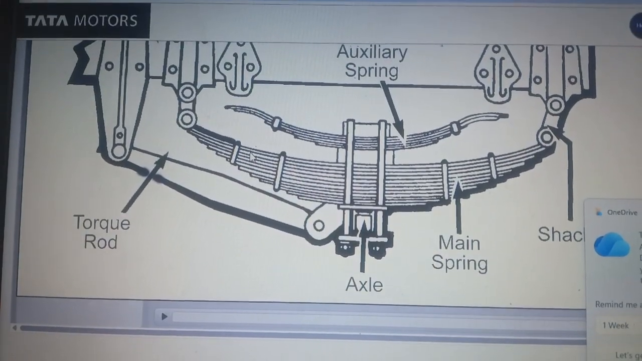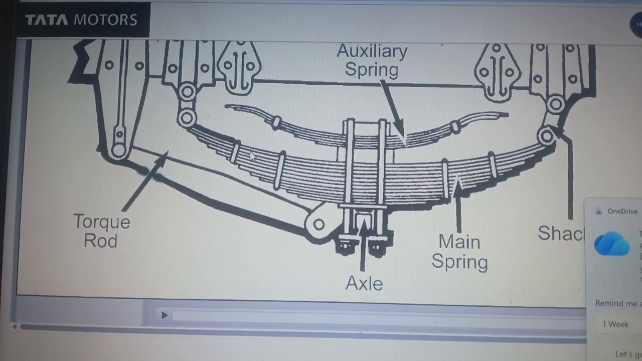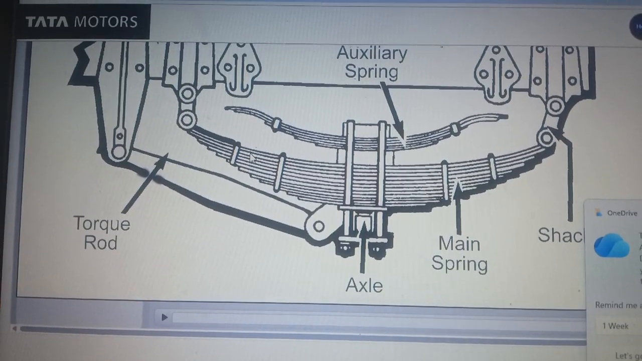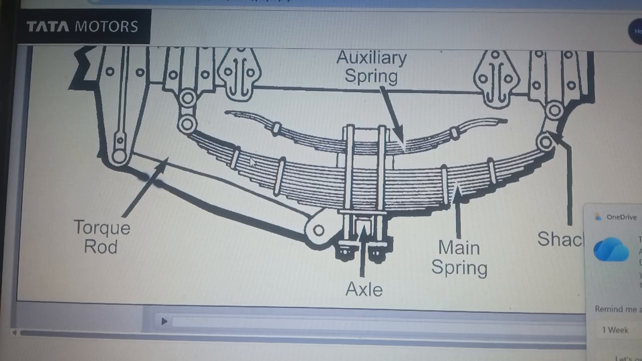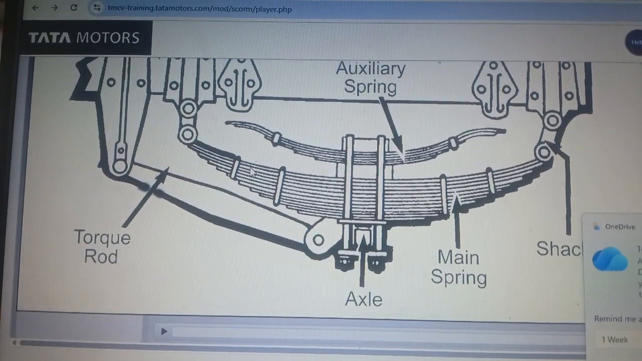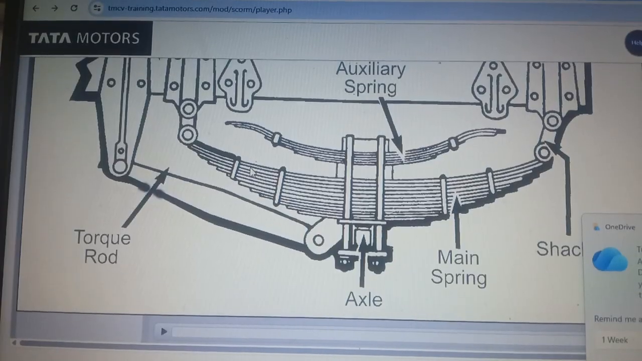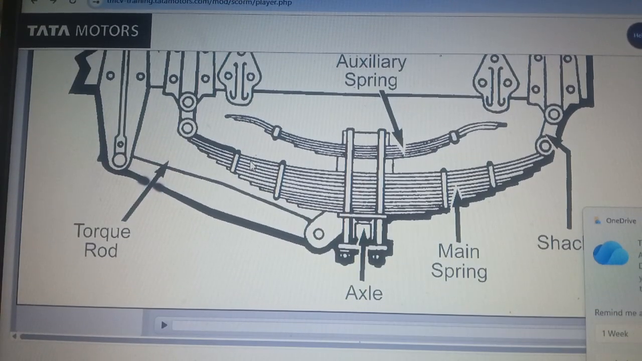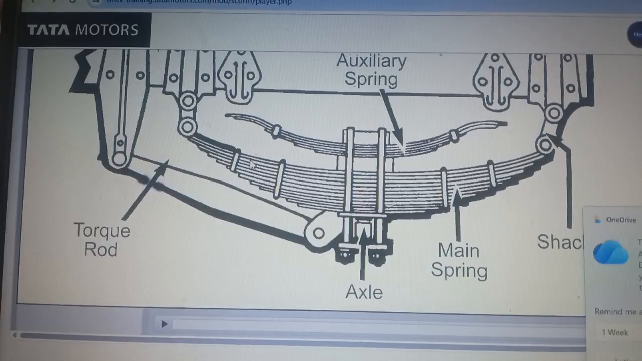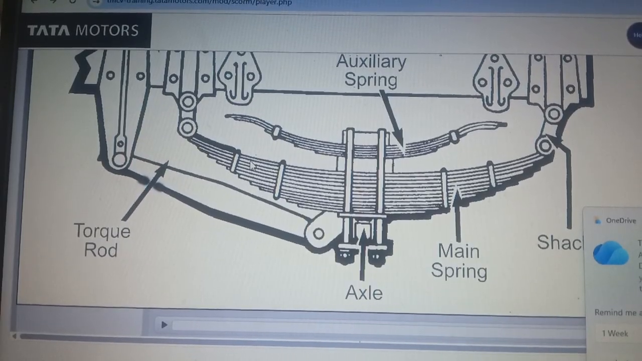Semi-elliptical. In semi-elliptical leaf spring, flat plates of spring steel are bolted together. The front end of the spring is bolted directly to the frame. A swinging shackle at the rear permits the length of the spring to change when it is flexed. U-bolts and plates clamp spring to axle housing.